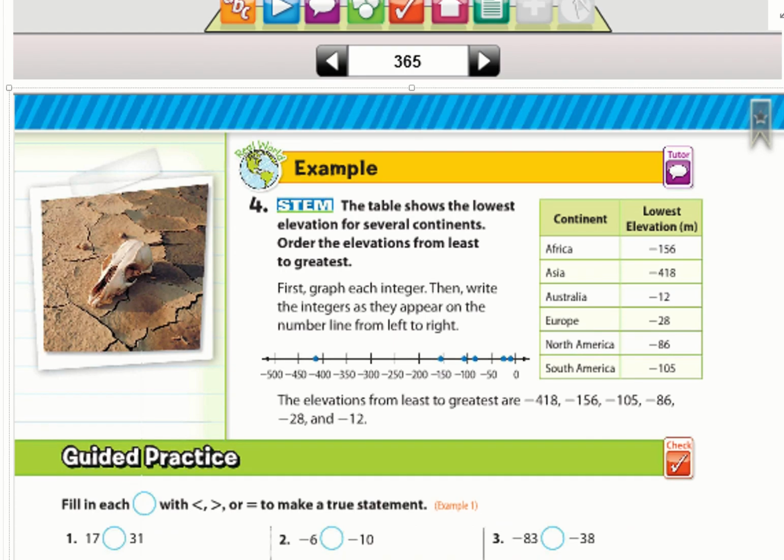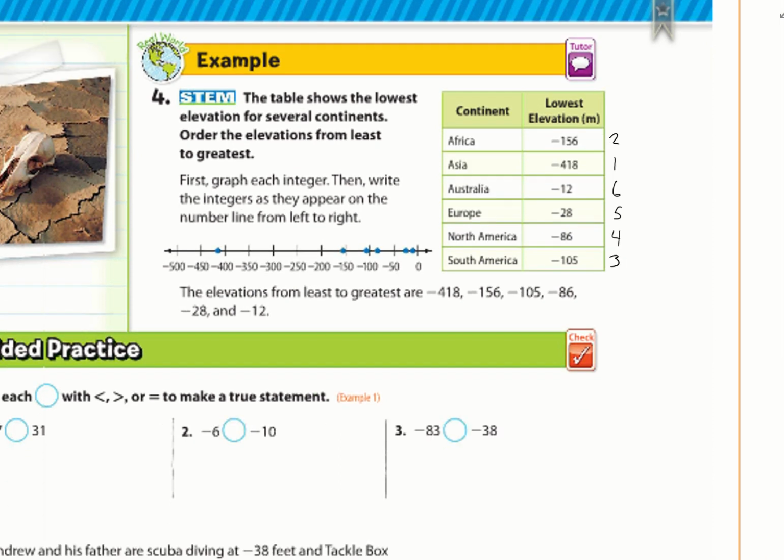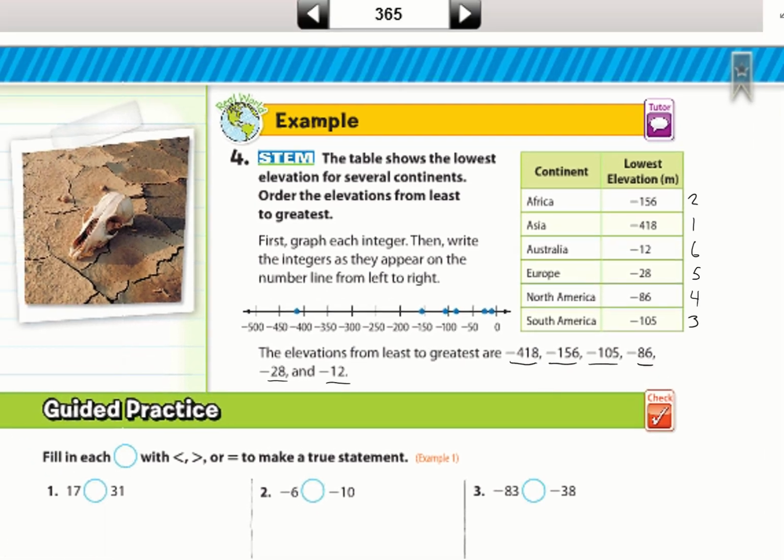So example 4, the table shows the lowest elevations for several continents. Order the elevations from least to greatest. So I'm going to do from the least, this -418, and then I'm just going to make my way down. -156, -105, -86, -28, and then -12. So I have my list from least to greatest, and they put them from least to greatest. But that is the end of the video, so thank you for watching.